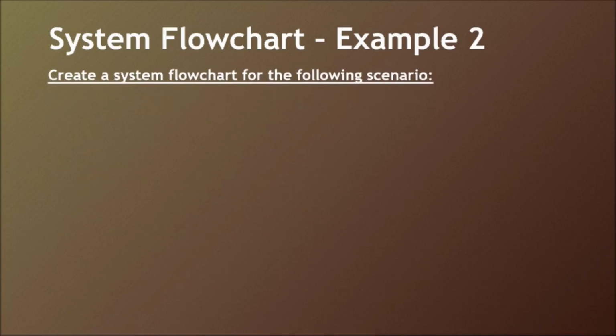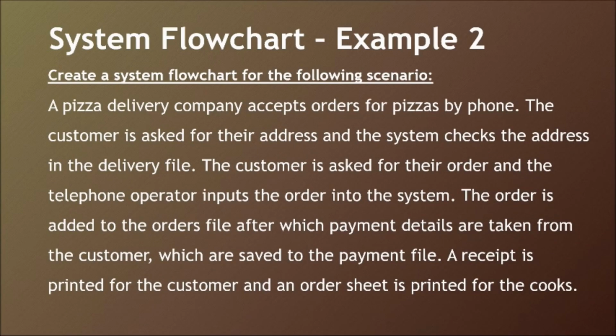Example 2. The following example requires a system flowchart that shows the flow of operations of a pizza delivery company. The system uses a telephone operator to accept pizza orders by phone and inputs the order into the system. The customer's address is checked in the delivery file and used to identify where the delivery will be made. Once this is done, the order is added to the order file.